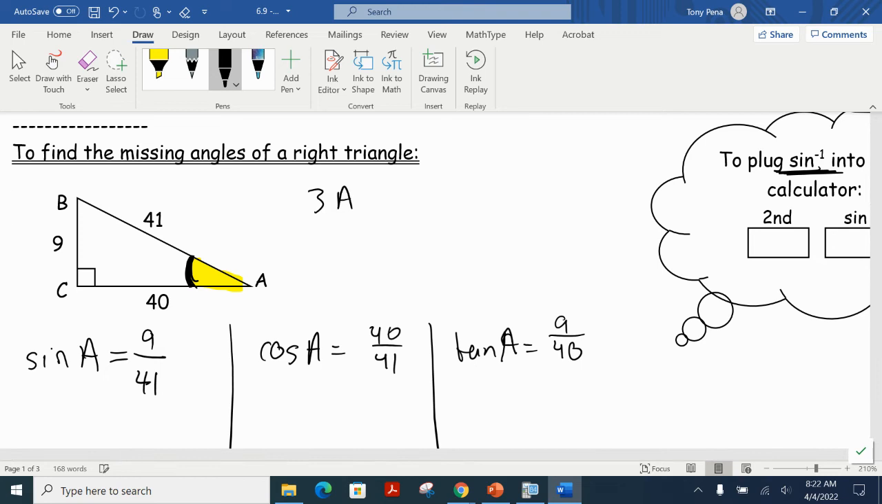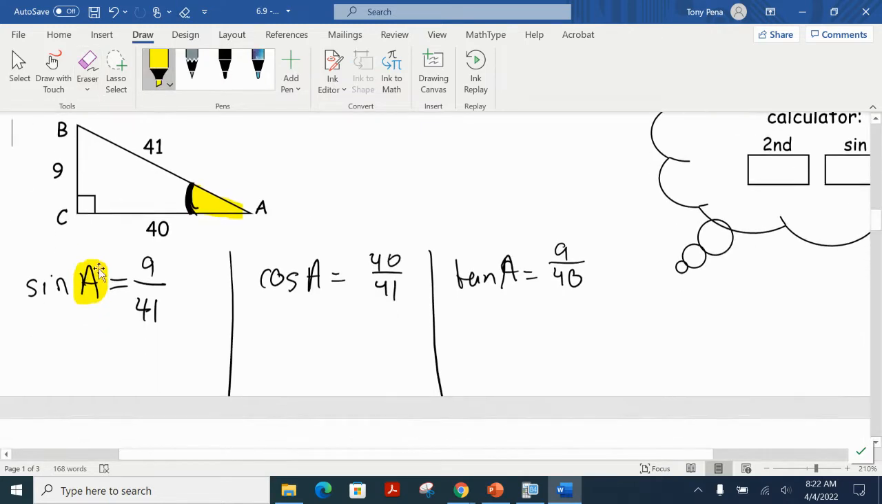If I had something like 3A equals 27, the way you get rid of that 3, since it is a product, is you would divide it over. That's how we would isolate A. Well, for the first time, if we need to get this A by itself, we need to get rid of this sine function.